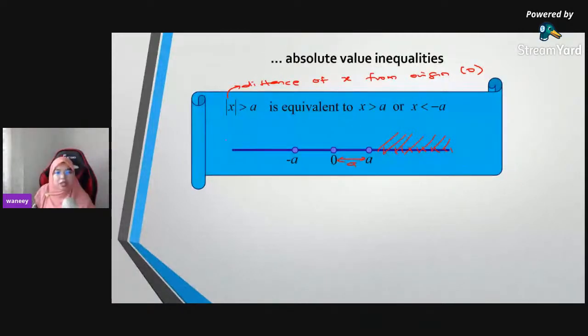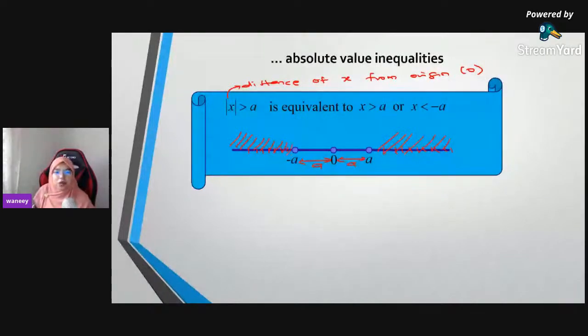Okay, another one is that 0 until negative A. So this distance is also A unit. But I want the distance to be greater than A. So it shouldn't be inside here. So X kena duduk kat luar ni sikit lah. So bila X duduk kat sini, dia pergi sampai kosong, baru nilai dia lebih besar daripada A. So dia akan duduk kat sini.